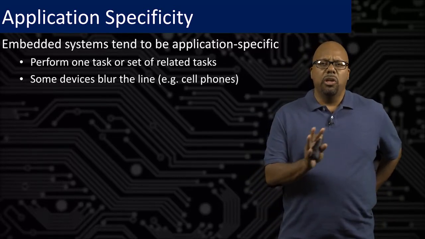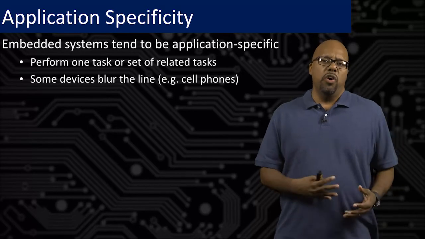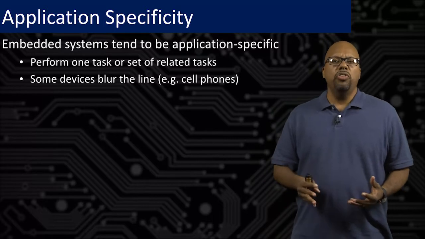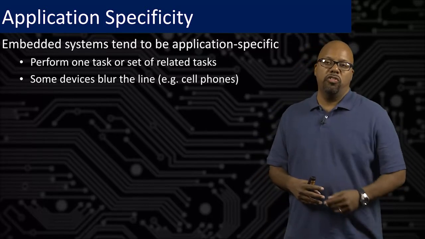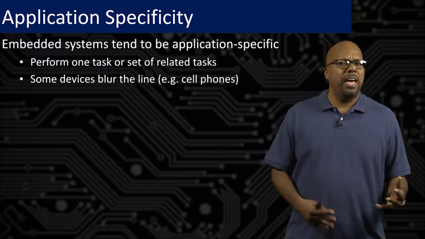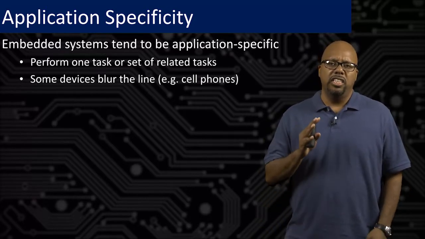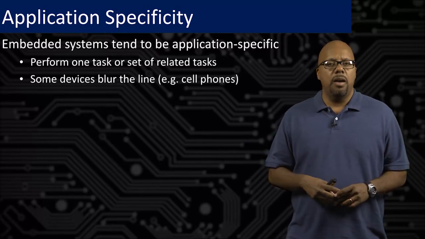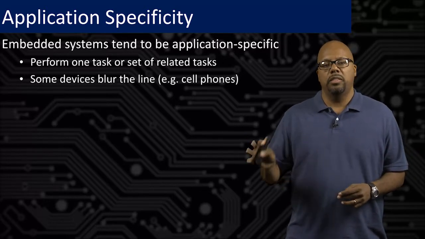A phone sort of blurs that line a little bit, right? Because a phone can do a heck of a lot. You can run arbitrary apps on a phone. But most devices, like the camera in front of me, that thing is made to do camera, right? To record, playback, something like that, and it does all things related to camera activities. So that's common. That's typically how embedded systems are.